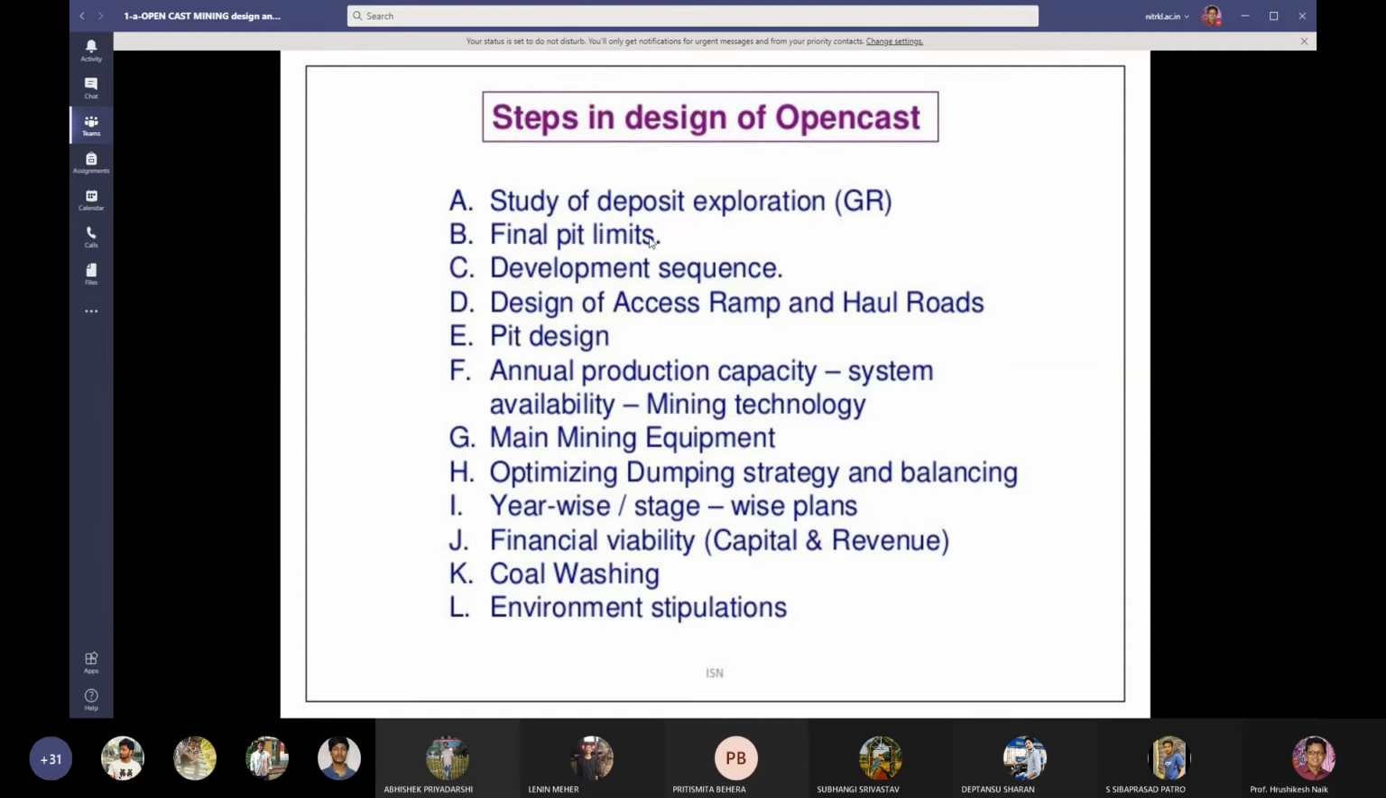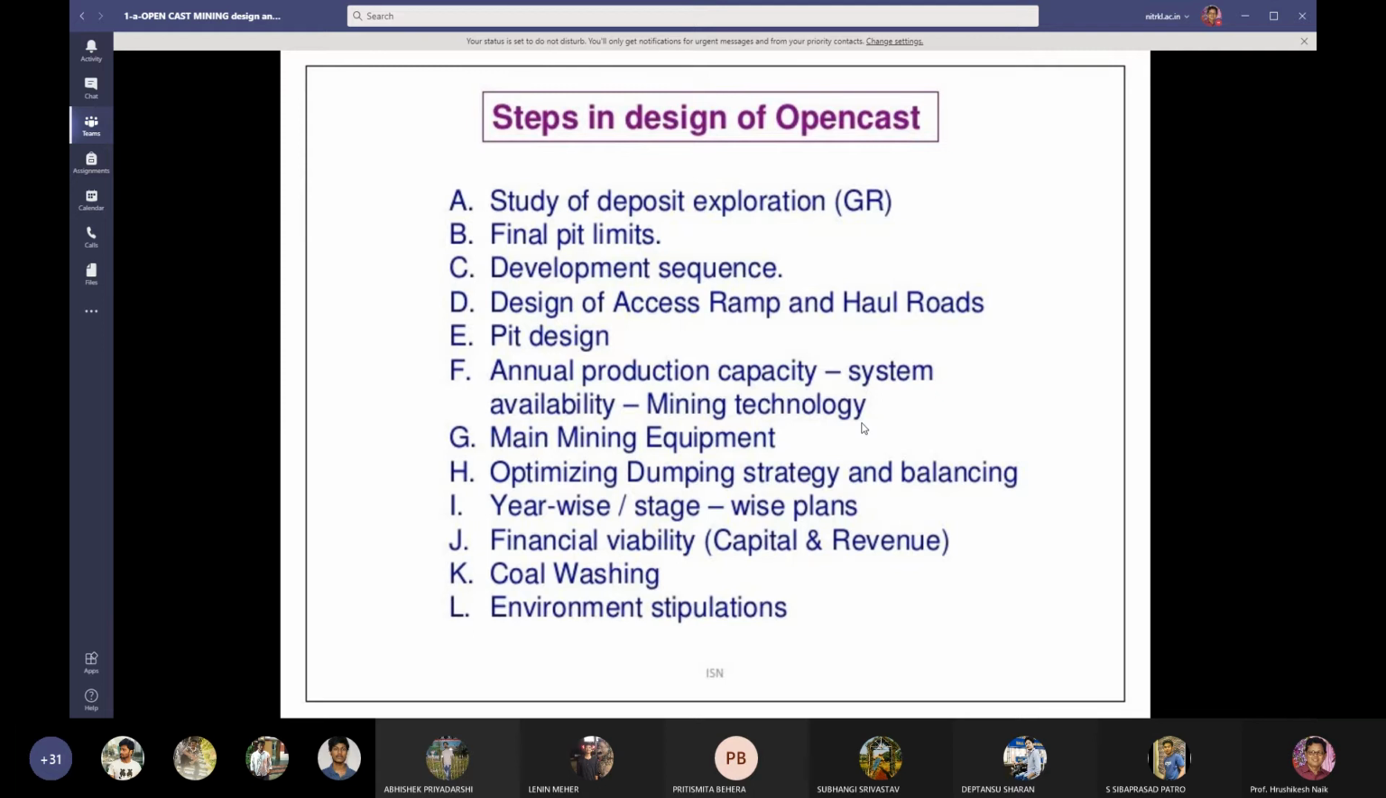Then you have to decide the final pit limit. What should the final pit limit be? What is the depth of mining? What is the area of mining, the extension of mining? Then you have to carry out the development sequence, removing the overburden to reach the mineral deposit. Then you have to design the access ramps and haul roads. After that, you have to do the pit design and bench design. Then the annual production capacity is to be calculated. System availability: whether mining machinery is available or not.